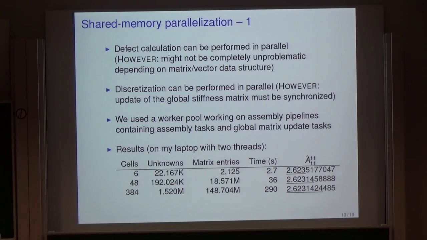Then shared memory parallelization. That was a little bit problematic, because when calculating the defect on such a mesh, assembling the defect, you need to combine the local assembly results. You have to take care that contributions from different cells do not interfere with each other along these boundaries. This is not completely easy, but if you do this, then you can get a little bit faster. This is still on a laptop. With two threads more does not pay off here on this laptop. It says it's two cores, so we have here a little better results than before.